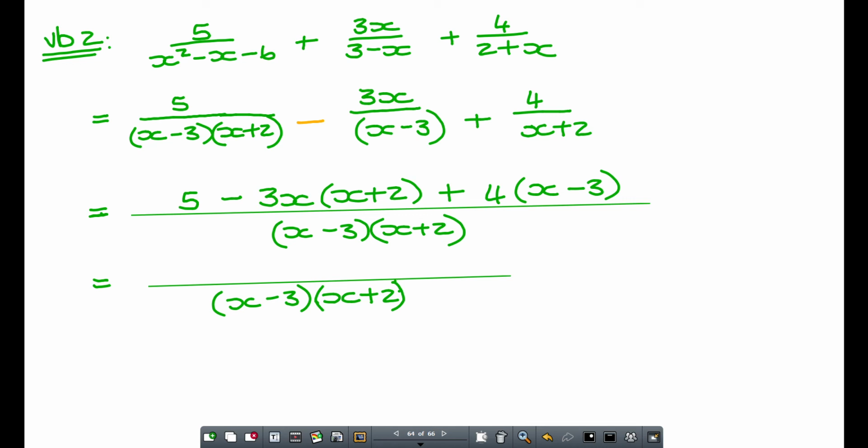Ek gaan wat doen? Inmaal. Nee. Okay, so I'm going to multiply those in. En ek gaan nie 4 inmaal. Goed, so dan eindig ek met 5 minus 3x kwadraat minus 6x. And then 4 times x, 4x, and 4 times minus 3, minus 12.